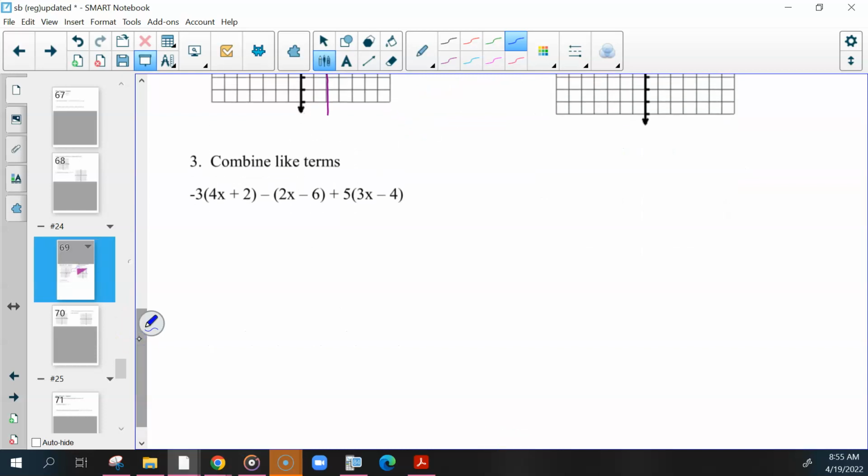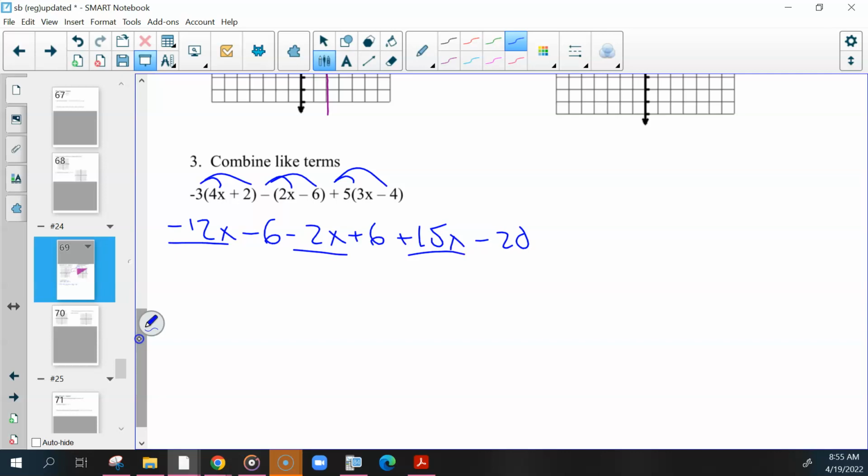Number 3, we needed to distribute and combine the terms. So this would give us negative 12x minus 6, negative 2x plus 6, plus 15x minus 20. You add up all your x's, you'd have negative 14 plus 15, which would give us 1x. And then negative 6 plus 6 cancel, just leaving negative 20. Questions on those 3?